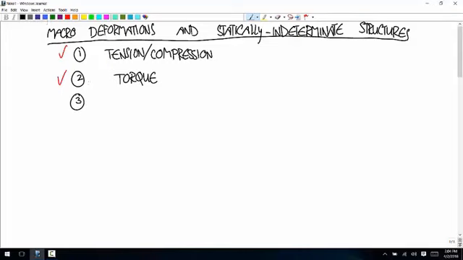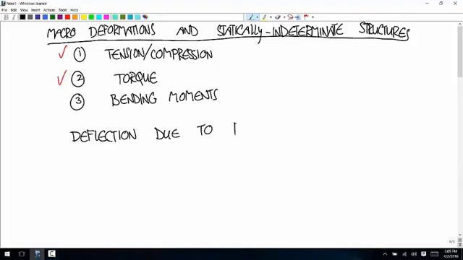And the last one that we have to do is for bending moments. You might think we also need to do it for shear force, but remember that shear force and bending moment are related through that derivative relationship. And so we only have this one left to do. So this is the deflection due to bending moment.